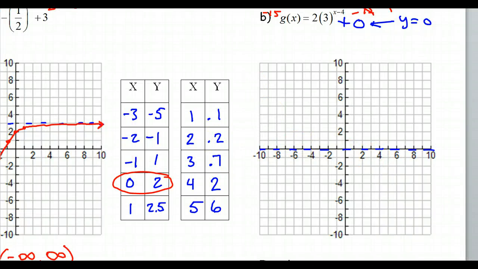So let's go ahead and graph the points and finish this up. So 1 is 0.1, which is essentially going to appear to be right on the line. And 2 is 0.2. That's just ever so slightly higher. 3 is 0.7. So that's most of the way up to 1. And then 4 is 2. And 5 is 6. So these are the values that you should have graphed.